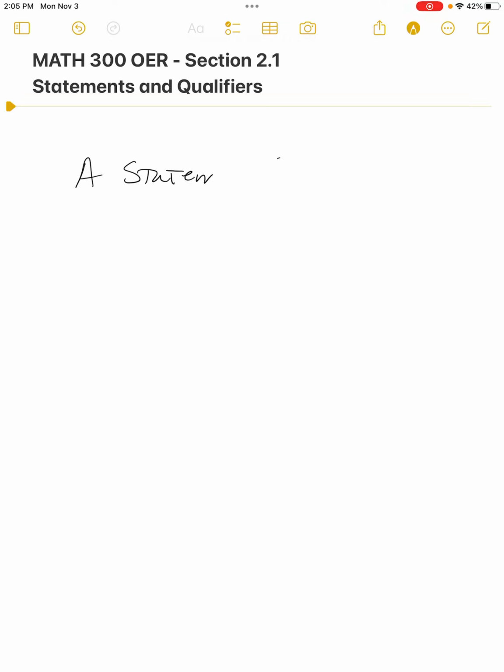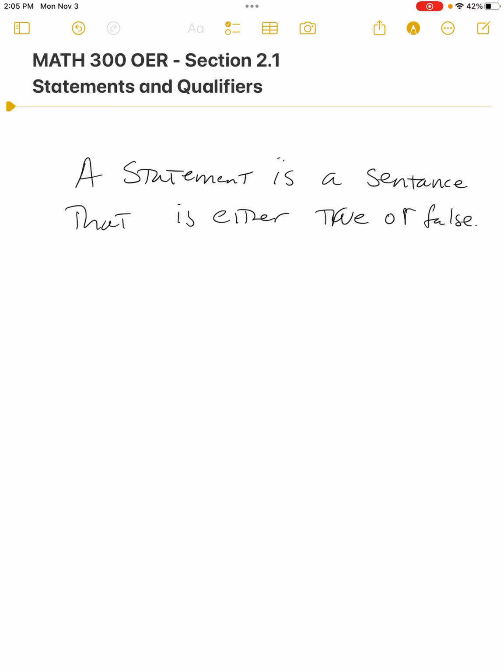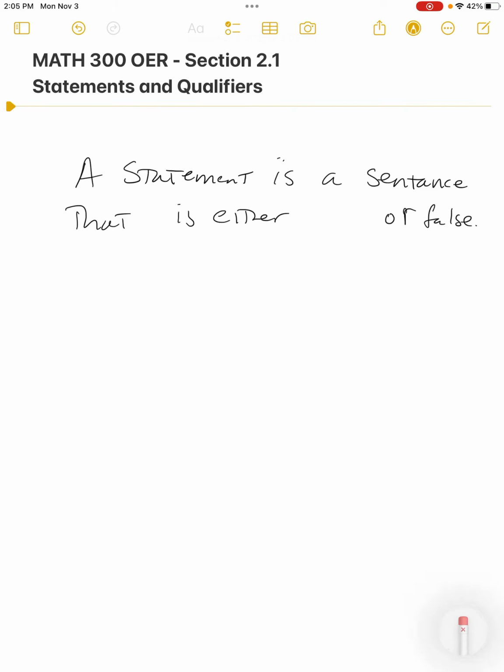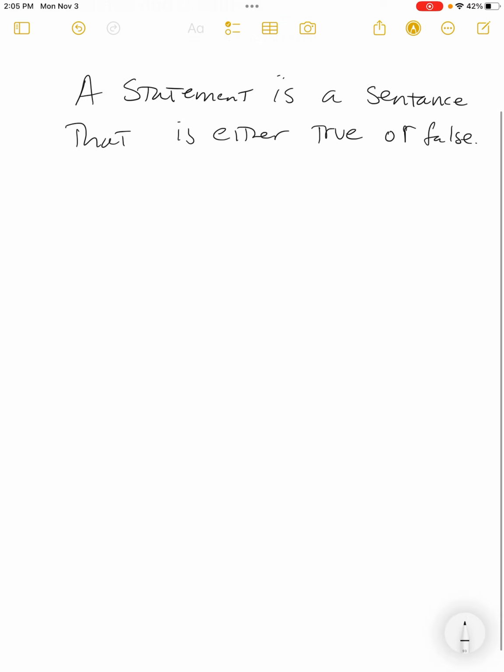So a statement has a very specific definition. It is a sentence that is either true or false. Now, you may not know whether the statement's true or false, and that's okay. The question really is, does it have to be either true or false? We'll give you some examples. So that's it. A statement is a sentence that is either true or false.